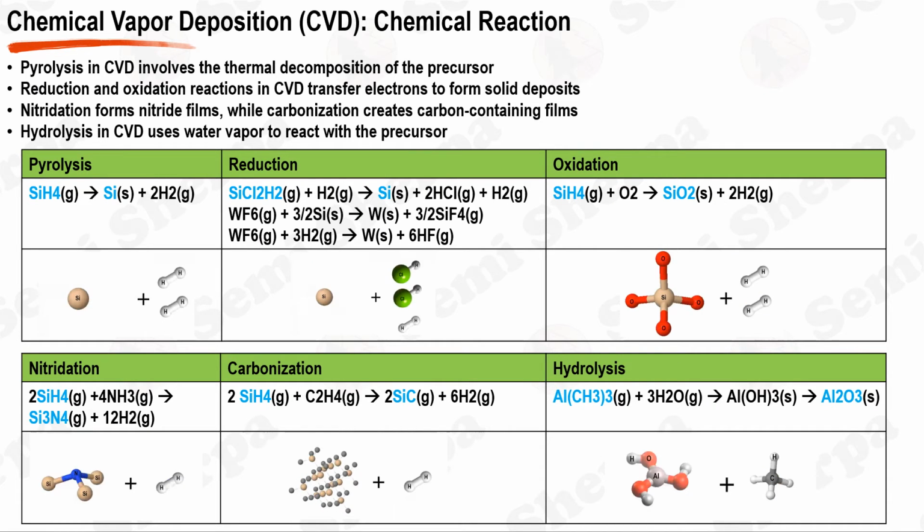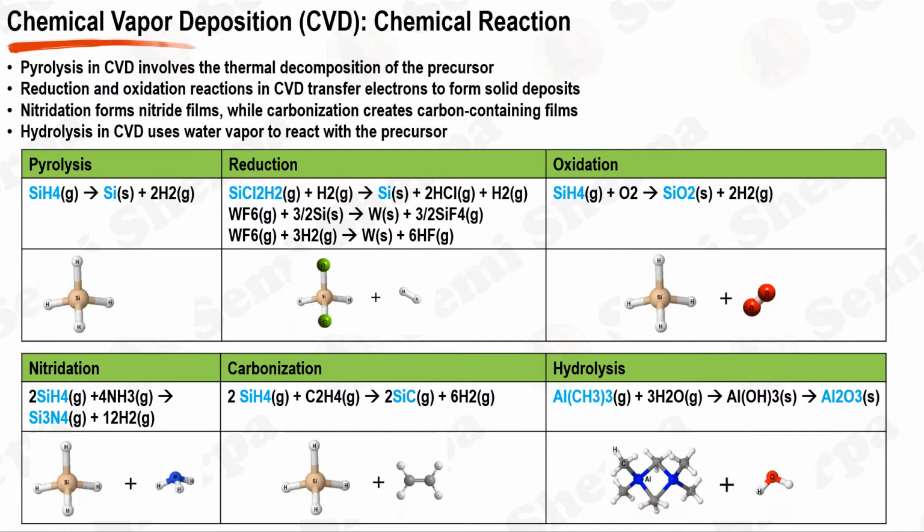Hydrolysis is another chemical reaction mechanism in CVD, where a precursor reacts with water vapor to form a solid deposit and typically a gaseous byproduct. This process is commonly used to deposit oxide films from metal-organic precursors.